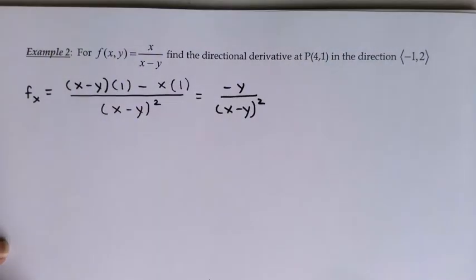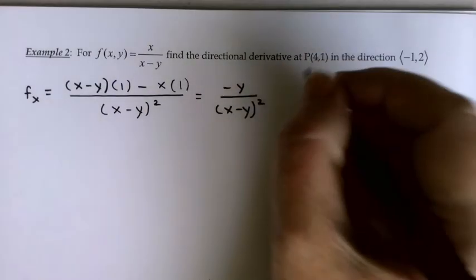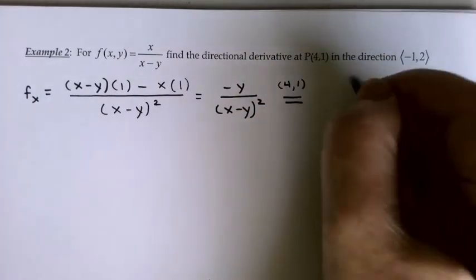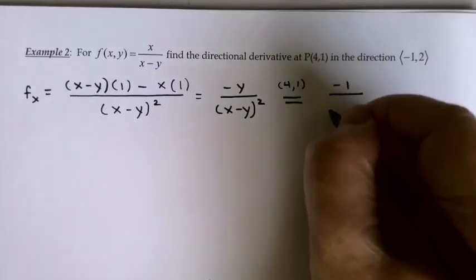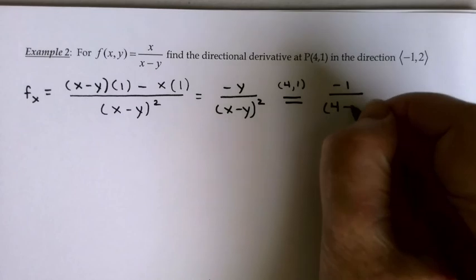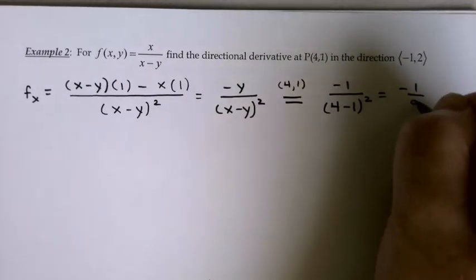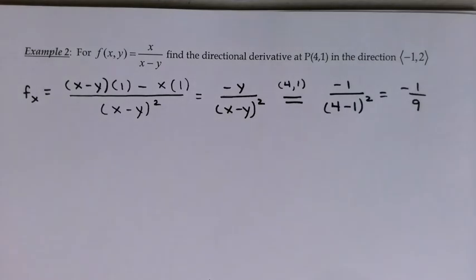Over x minus y squared. And since I'm only doing one directional derivative in this problem, I don't have a whole chart, so let's go ahead and plug in our point P for 1 right now. Get negative 1 over 4 minus 1 squared, or negative 1/9 for the f sub x.